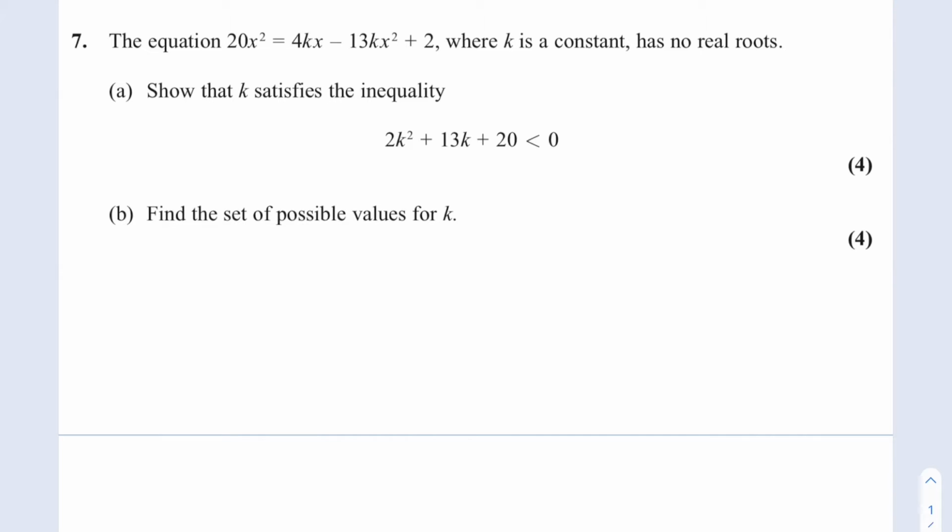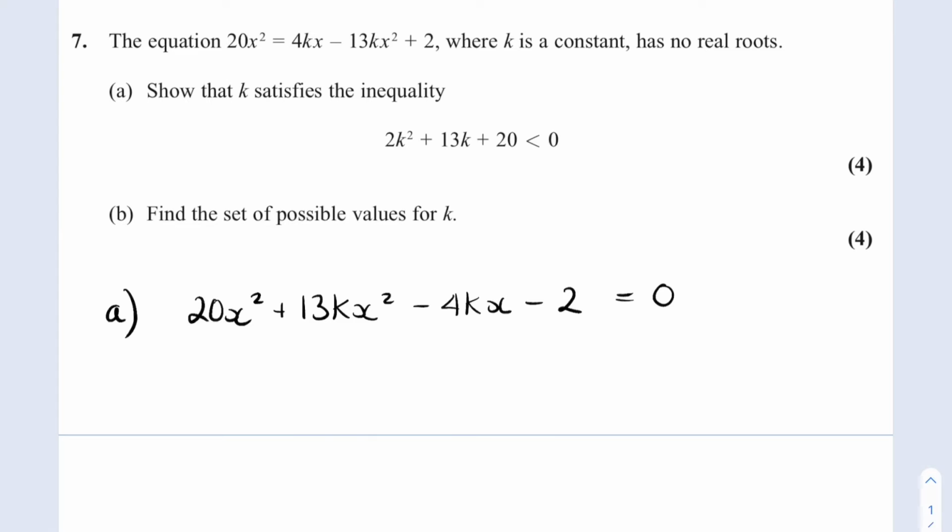So we're given the equation 20x squared equals 4kx minus 13kx squared plus 2, where k is a constant, has no real roots. And in part A, we have to show that k satisfies the inequality 2k squared plus 13k plus 20 is less than 0, and that's for 4 marks. So what I'm going to do is start by rewriting this quadratic. And I'm going to, first of all, add 13kx squared to both sides. Subtract 4kx from both sides, and then subtract 2, and that's going to be equal to 0.